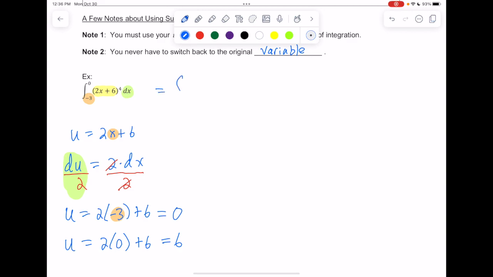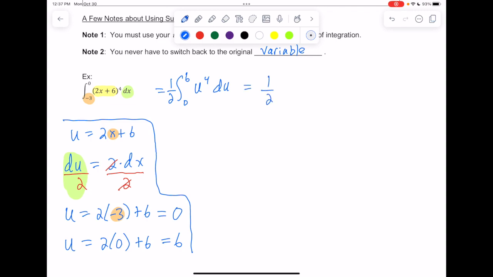So I end up with the integral from 0 to 6 of u to the fourth, and then in place of the dx, du over 2. So there's the du, there's the over 2 out front. So a complete substitution of variables. Every part that was an x is now written in terms of u, and that has to include the limits of integration. From here, it's pretty easy to finish off.